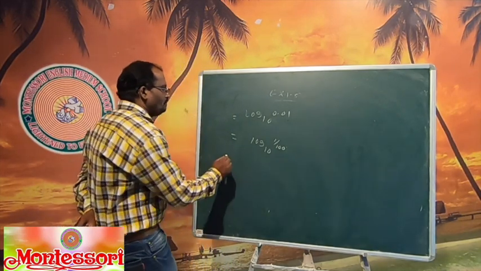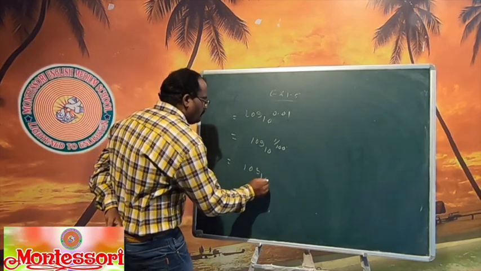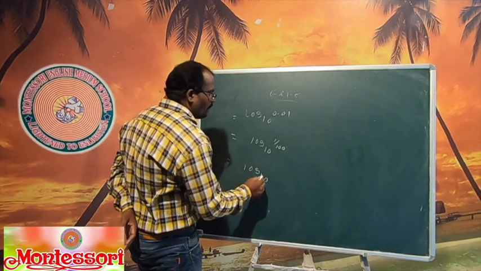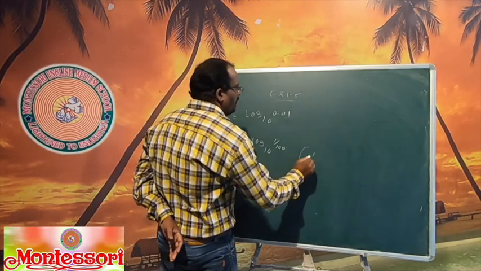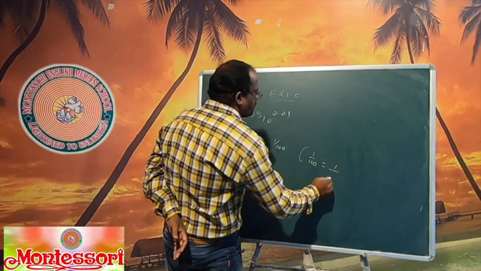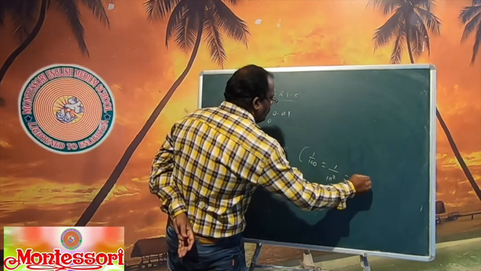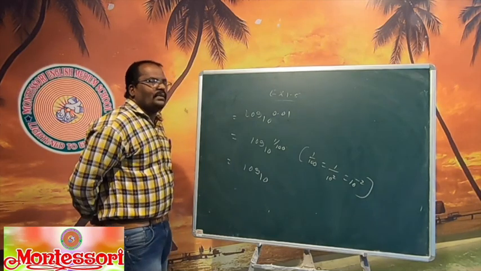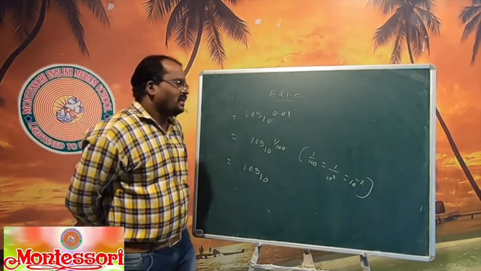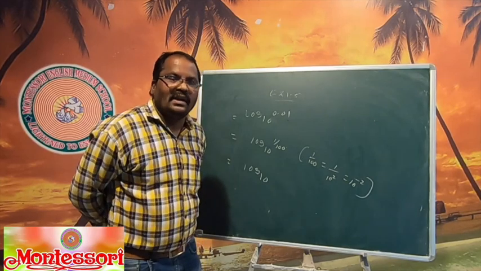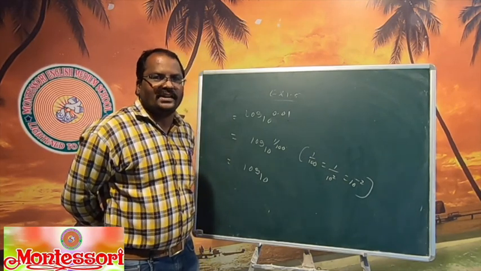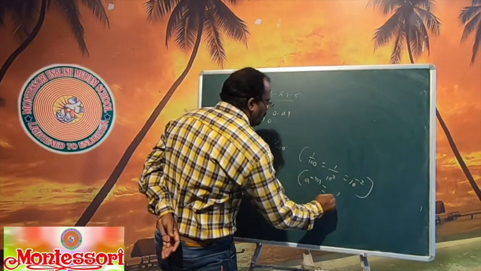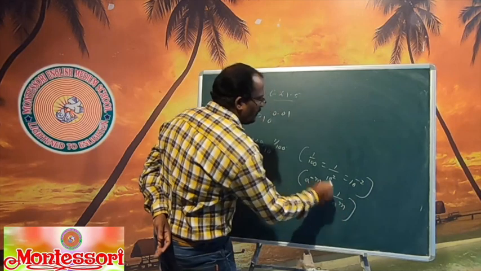So log of 10 with 10 as the base, we have 1 by 10. 1 by 100, you have to write as 1 by 10 square. That means 10 power minus 2. 1 by 10 square means 10 power minus 2, you know very well. x power minus m is equal to 1 by x power m. So a power of minus m is equal to 1 by a power m. This is what we are using here.